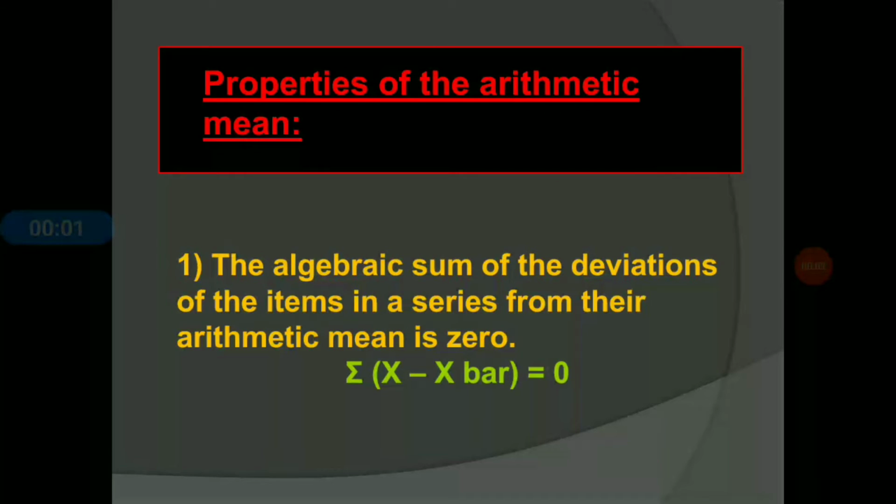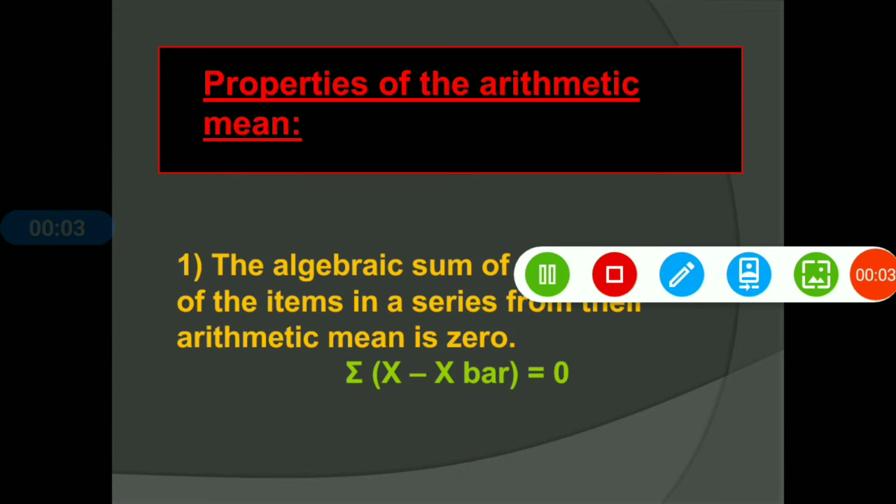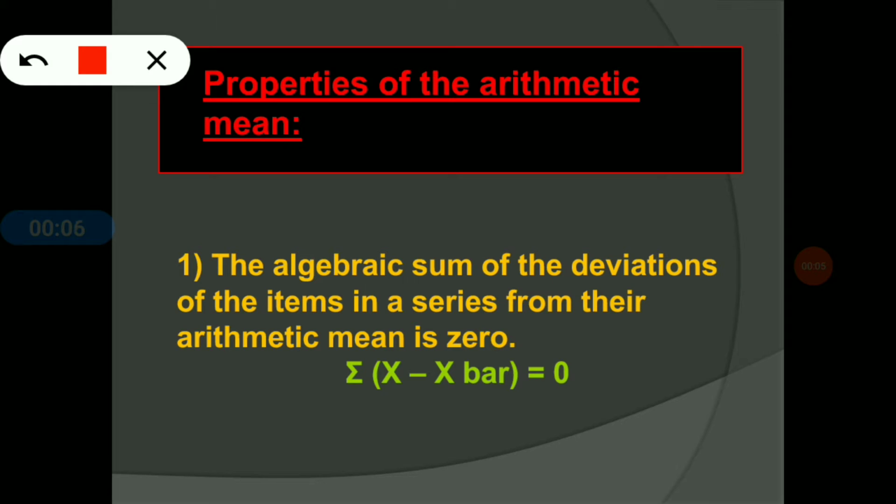Here we can see some properties of the arithmetic mean. The first one is the algebraic sum of the deviation of the items in a series from their arithmetic mean, that is x bar, is equal to 0. So that means summation x minus x bar is equals to 0. So learner, we have to prove it. So let's begin the explanation and go to the next slide.